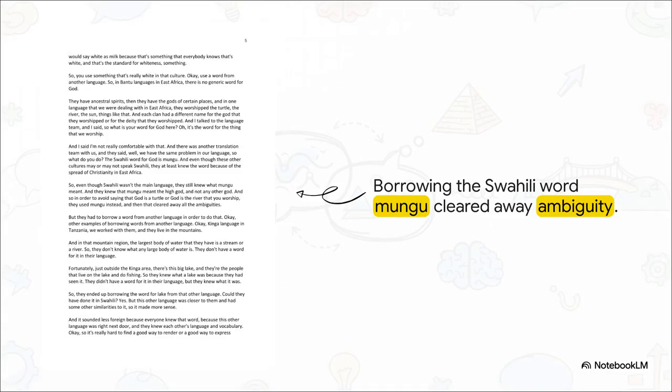In some Bantu languages in East Africa, there was actually no generic word for a high god. Clans worshipped specific ancestral spirits, the river, or in some cases even a turtle deity. Translators obviously couldn't risk using a local word that would make people think God was a literal turtle. So they borrowed the widely recognized Swahili word, Mungu. It safely represented the concept of a high god and instantly cleared away all that local ambiguity.